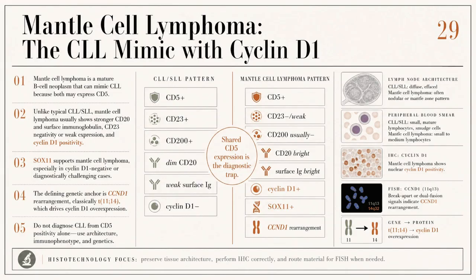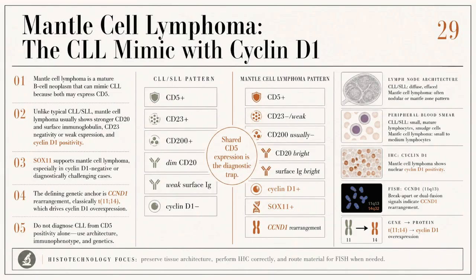Both MCL and CLL/SLL share the expression of CD5, a marker typically associated with T cells but aberrantly expressed on these B-cell malignancies. This overlapping immunophenotype can easily confound diagnosis if one relies solely on limited panels or incomplete clinical information. For histotechnologists, this underscores the importance of comprehensive immunohistochemical panels and meticulous specimen processing to preserve antigenicity, especially when working with lymph node biopsies or bone marrow specimens where these neoplasms commonly manifest.